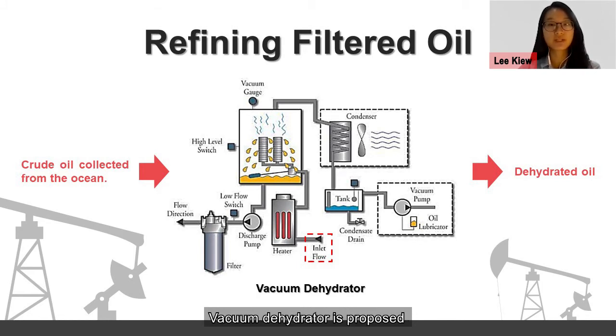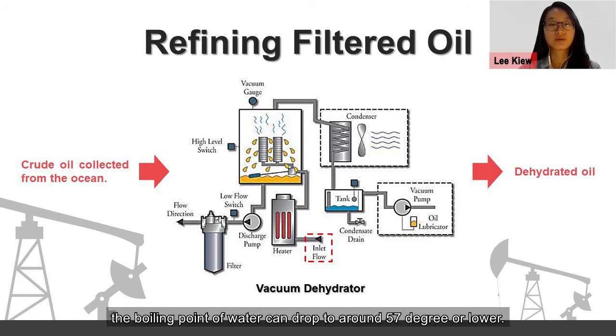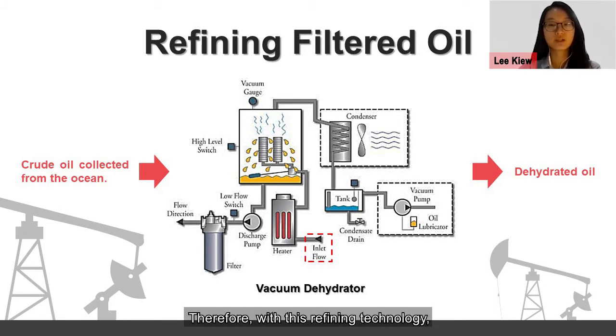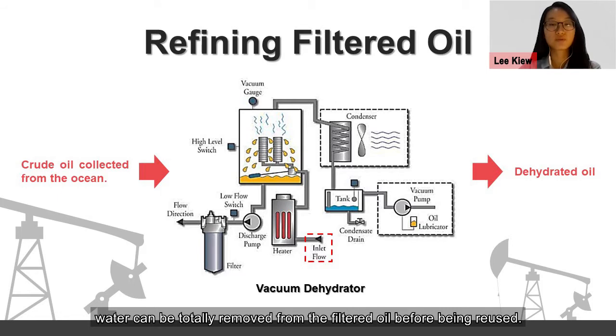Vacuum dehydrator is proposed to remove the remaining water inside the oil. It raises the temperature while drawing vacuum, which causes water to flash to steam at a temperature low enough not to cause thermal breakdown of the oil. Under vacuum condition, the boiling point of water can drop to around 57 degrees or lower. Therefore, with this refining technology, water can be totally removed from the filtered oil before being reused.